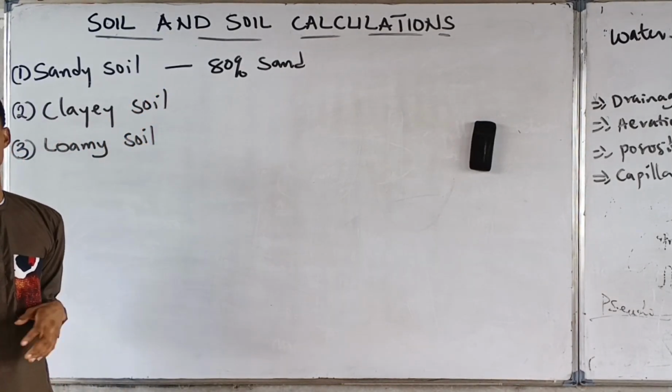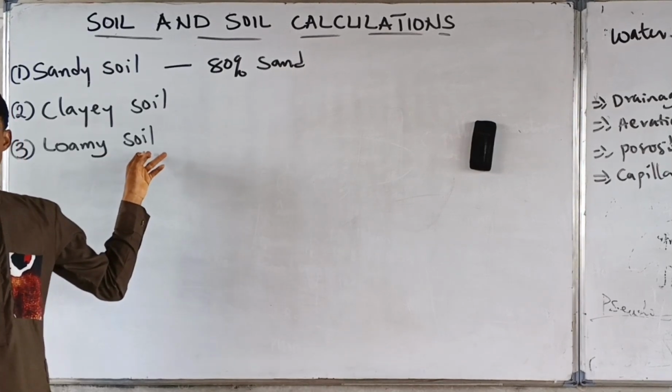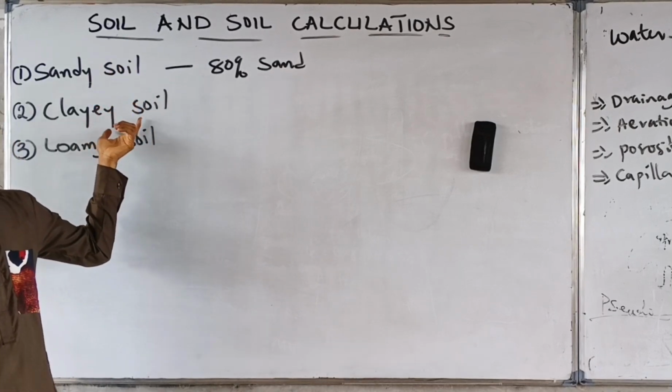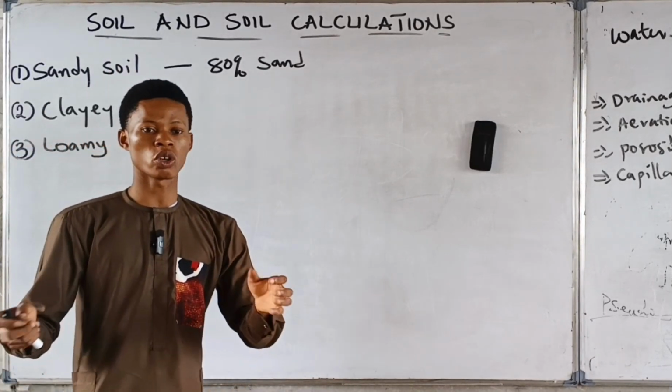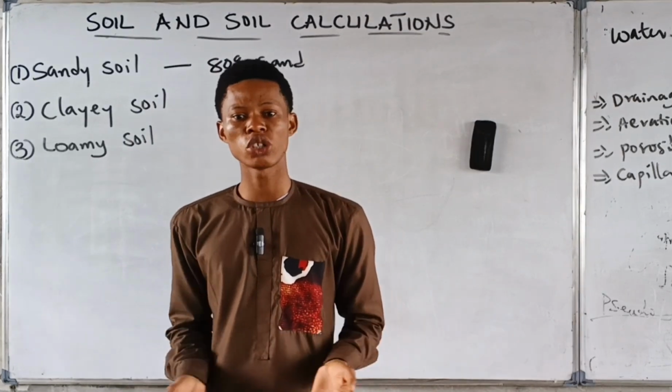But now the best soil for agriculture, the best soil for plant growth is what? Loamy soil. Loamy soil combines the good properties of sand and clay. It has particles of intermediate size. Particles of intermediate size. The aeration is good.